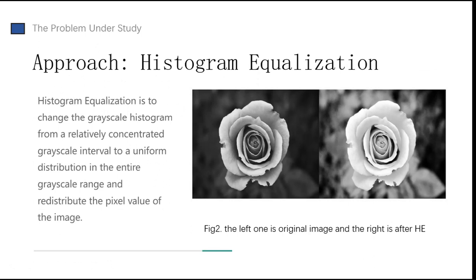Histogram equalization is to change the grayscale histogram from a relatively concentrated grayscale interval to a uniform distribution in the entire grayscale range and redistribute the pixel value of the image. Let's see figure 2. The left photo is the original image, and the right one is processed by histogram equalization. Obviously, the right photo is brighter than the left one, and we can easily observe the details in the flower and background.